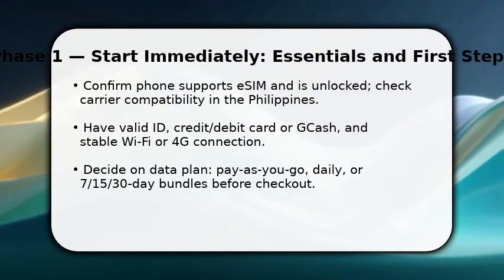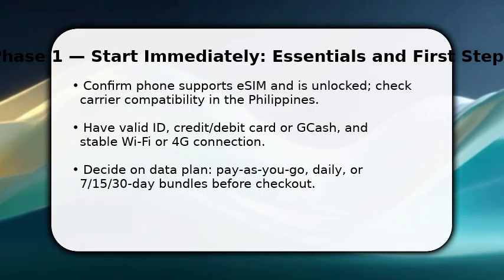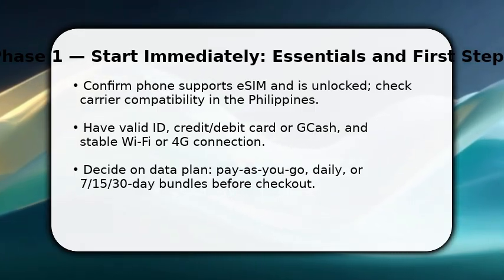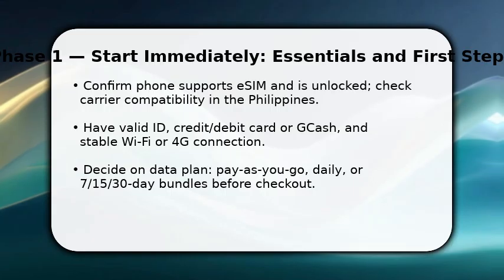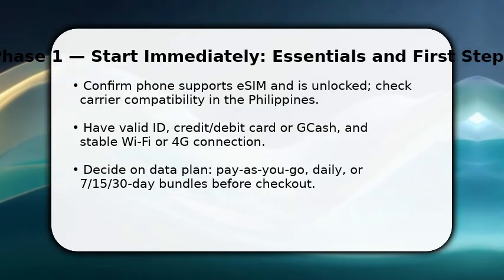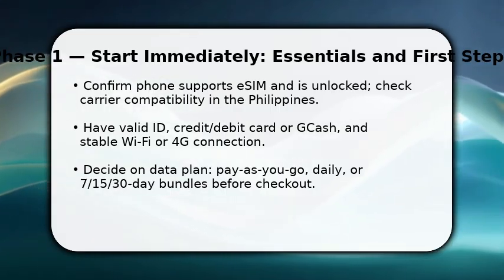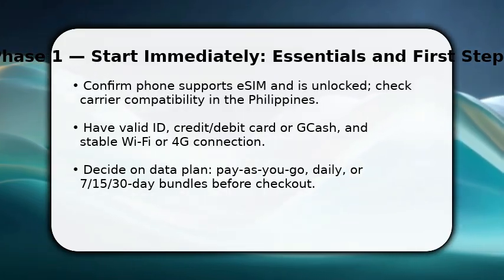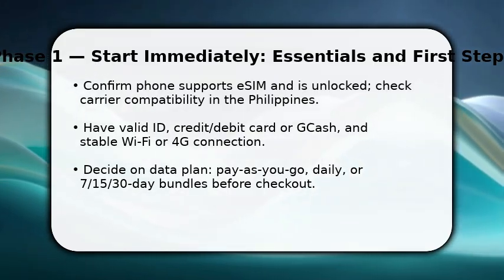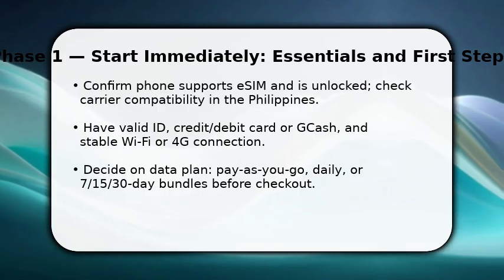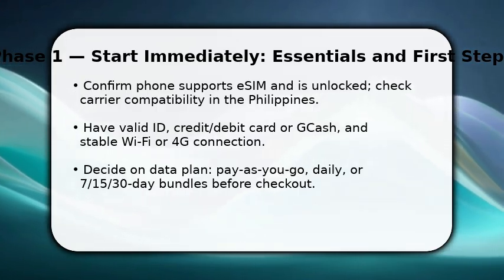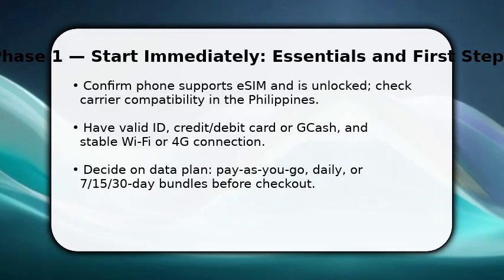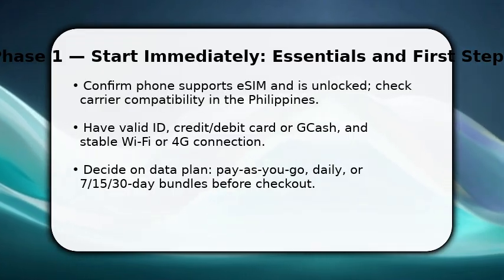You begin by confirming your device supports eSIM and that it's unlocked. This avoids activation failure. Once ready, pick the carrier and plan you want, and make sure you have a valid ID plus payment method. Credit card or Gcash work best. Start the purchase over stable Wi-Fi or 4G and keep your original SIM available. You may need it for verification.